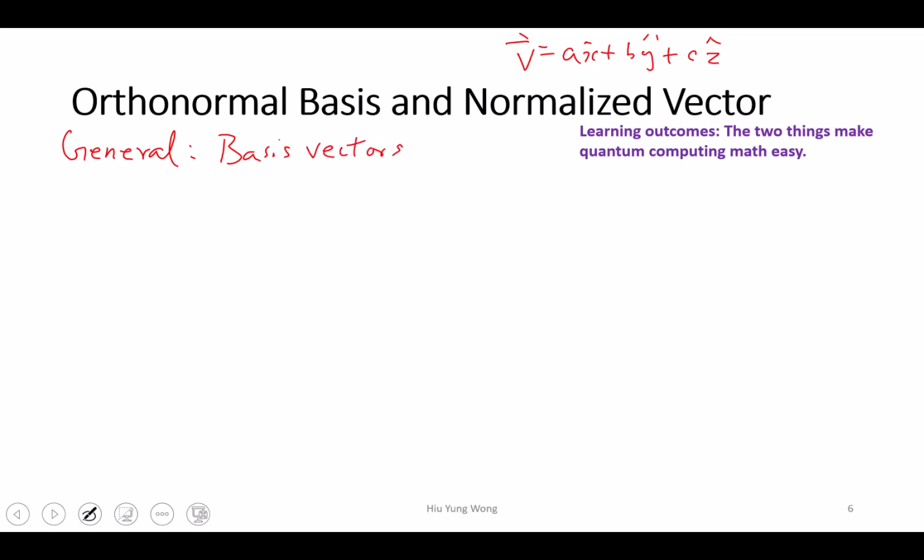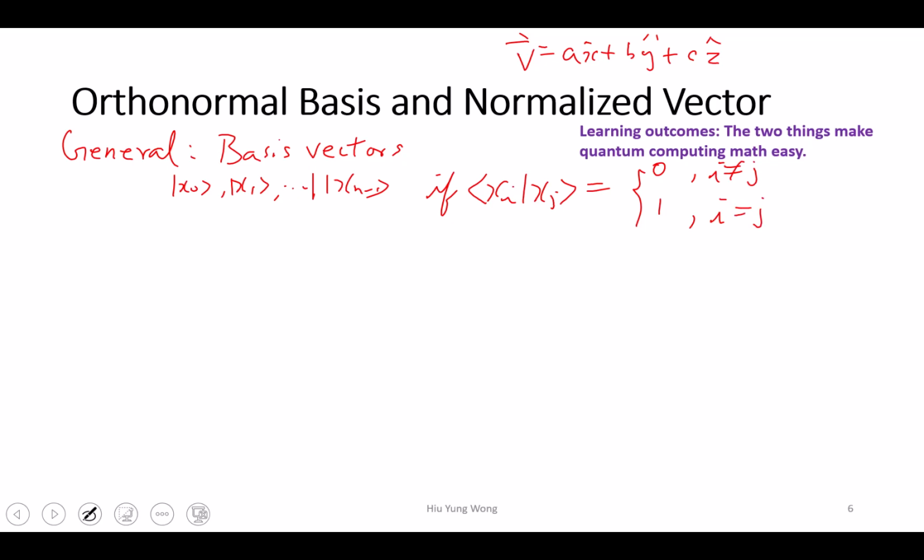It can be x0, x1, all the way to xn minus 1. So this is an n-dimensional space, right? So if the inner product of xi and xj equals 0 when i is not equal to j, and equals 1 when i equals j, then we say that this is an orthonormal basis.